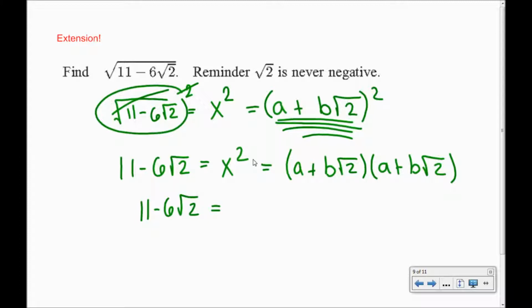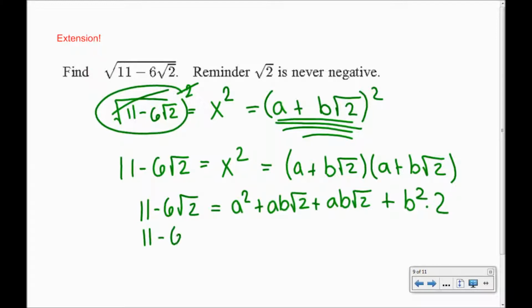So when we FOIL this, we've got a squared plus ab square root of 2 plus ab square root of 2 plus b squared times 2, right? The square root of 2 times the square root of 2 gives us the number 2. Okay, so when we simplify that, we've got a squared plus 2b squared, right? Those are the two without the square root of 2 in them. And then we have 2ab square root of 2, right?